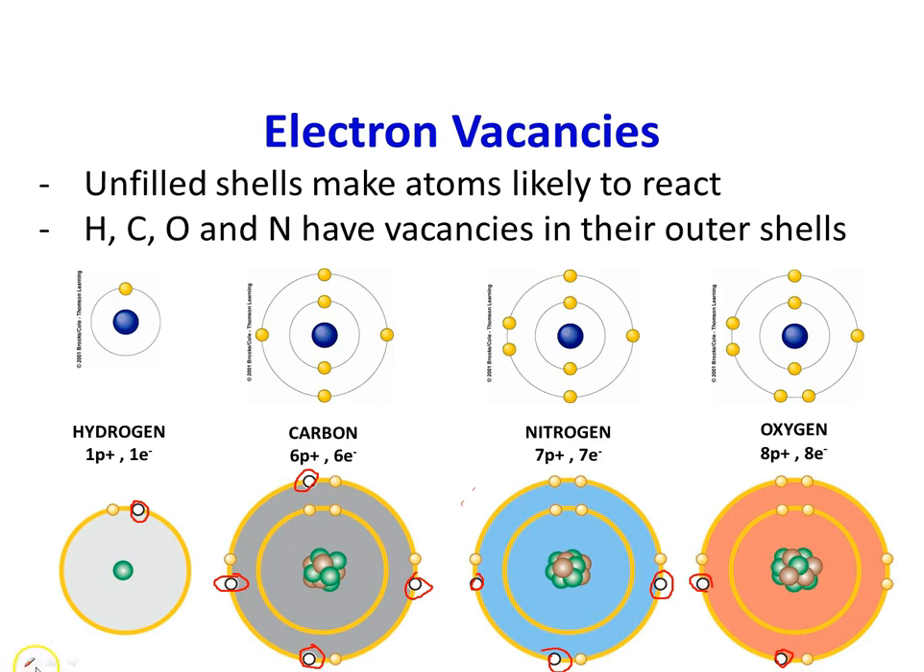Now we're done with part 1 of this lecture. In the next video, we're going to go into part 2 of this lecture where we're going to further discuss how electron vacancies or valencies determine the chemical bonds.